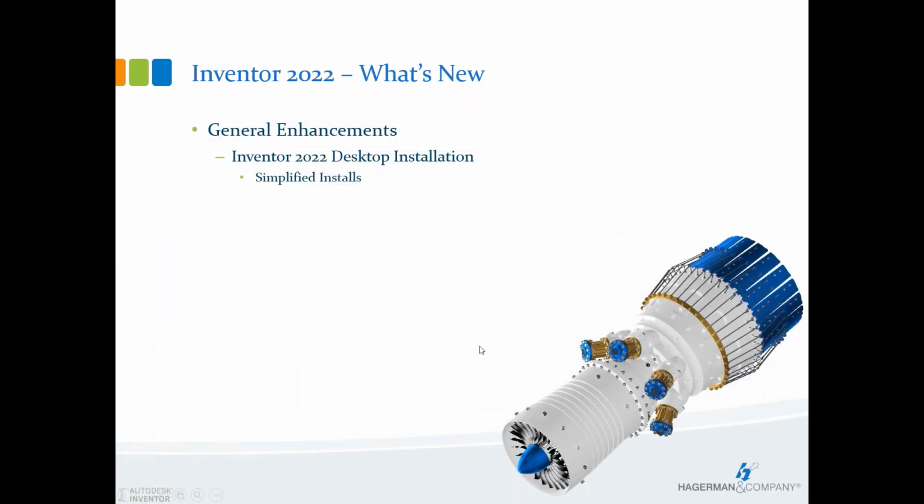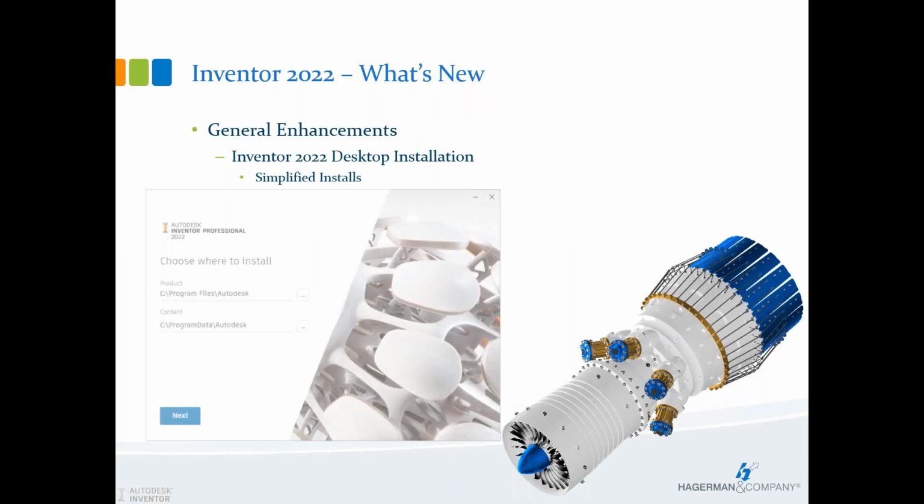Now, as far as the desktop installer goes, this is the fastest installer that I've seen to date. And I've been working with Inventor for 20 years now, and the installers just keep getting better and better. So when you launch the Inventor 2022 installer, this is the first window you would see. Where are we putting the product? Where are we putting the content libraries? There are no other options. There's no expanding it. There's no worrying about anything else.